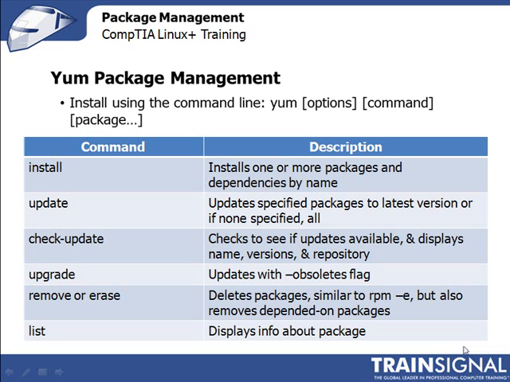The command syntax for yum is yum options command package. The options, as we've learned, depend on the command, and the commands are highlighted over the next two slides. The first is install, which installs one or more packages and dependencies indicated by the name. Update updates specified packages to the latest version, or if none is specified, it upgrades them all. Check-update checks to see if updates are available and displays the name, versions, and repository information.